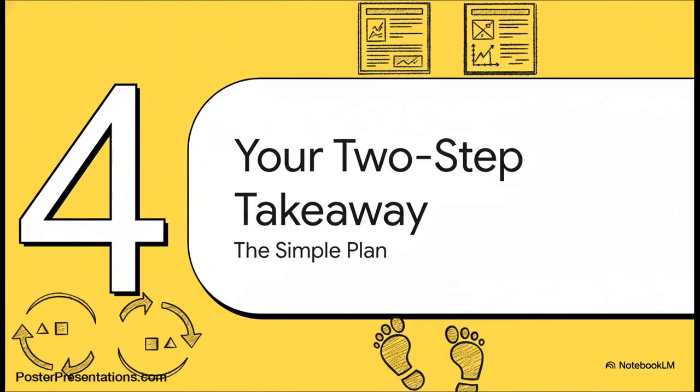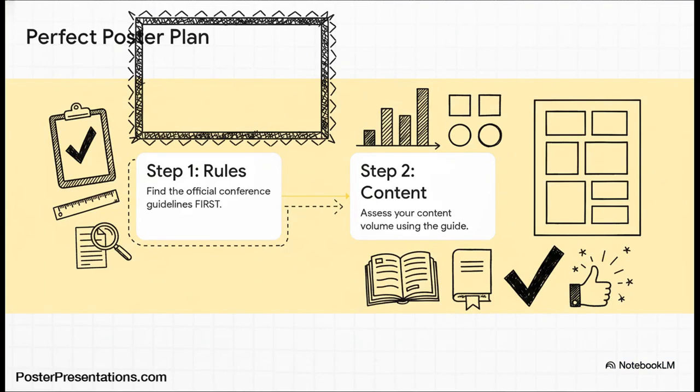This whole process really just comes down to a super simple 2-step plan. That's it. It really is that straightforward. Step 1, check the rules to get your maximum size. Step 2, look at your content and use the guide to find your ideal size. Then you just pick a final size that makes both of those things happy, and you are good to go.